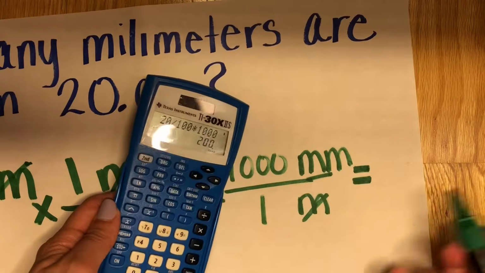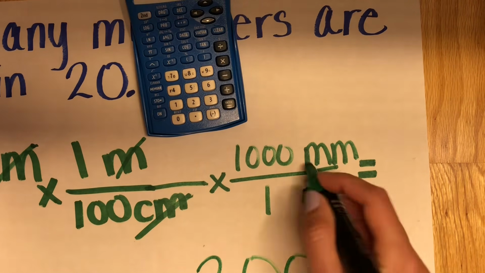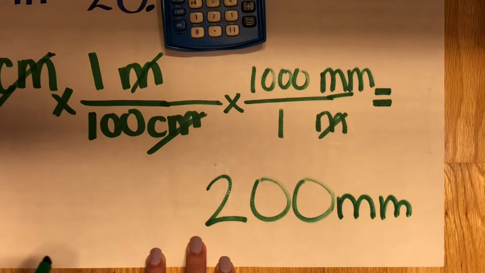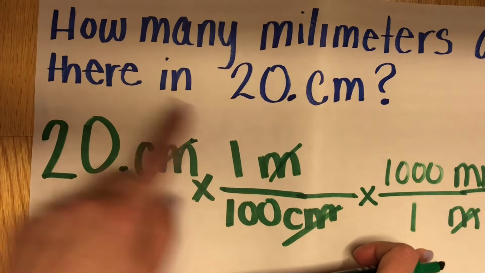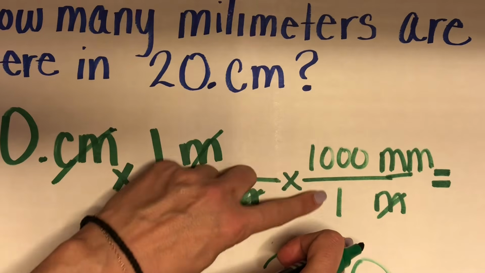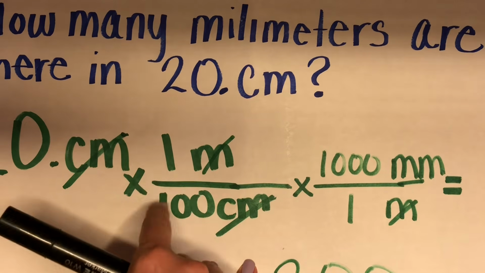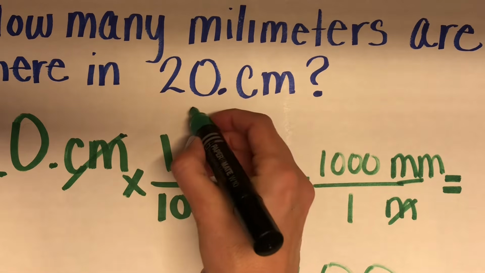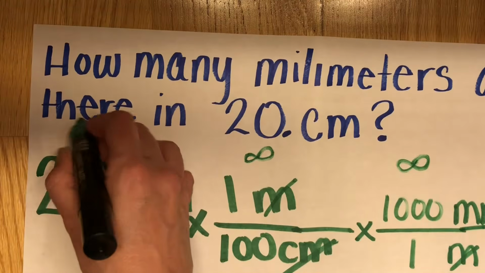And so I get 200 as my final number, but remember, I still need to retain my sig figs, and my sig figs in my given is where I will look. So my measurement is this 20 centimeters. These conversion factors are not my measurements. Instead, what we say about the sig figs in these conversion factors is that they're infinite. So I'm going to draw these little infinite signs, infinite, infinite, 2 sig figs.